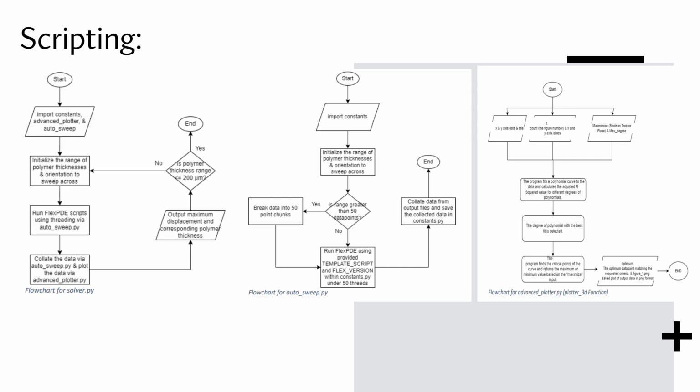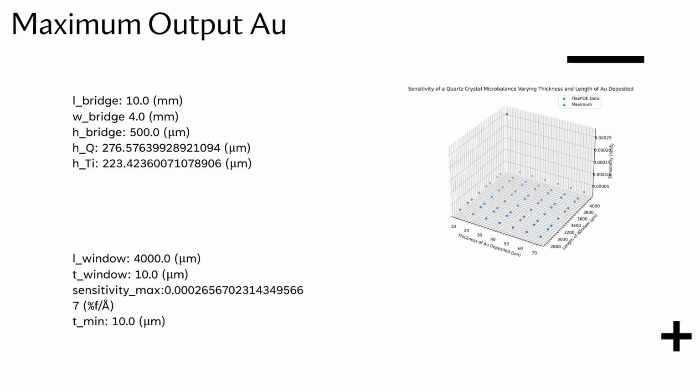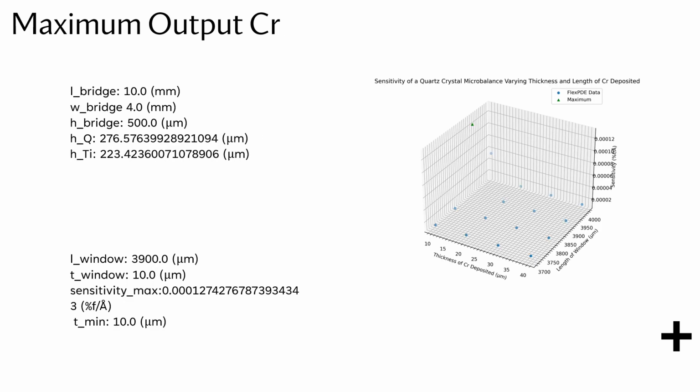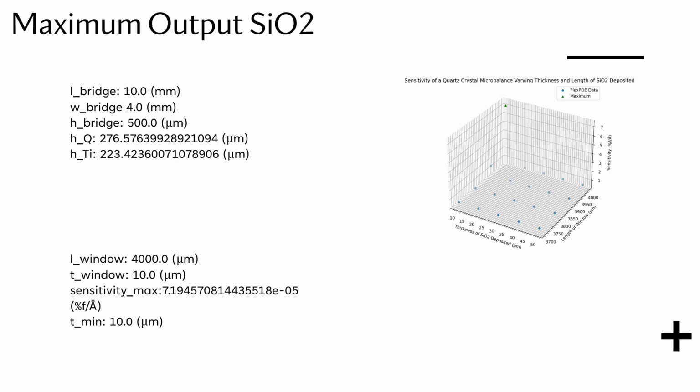Results of the optimization process are shown in the next few slides. So in this slide, we see our maximum for gold. In this slide, we see our maximum for molybdenum. In this slide, we see our maximum for chromium. And in this slide, we see our maximum for quartz.